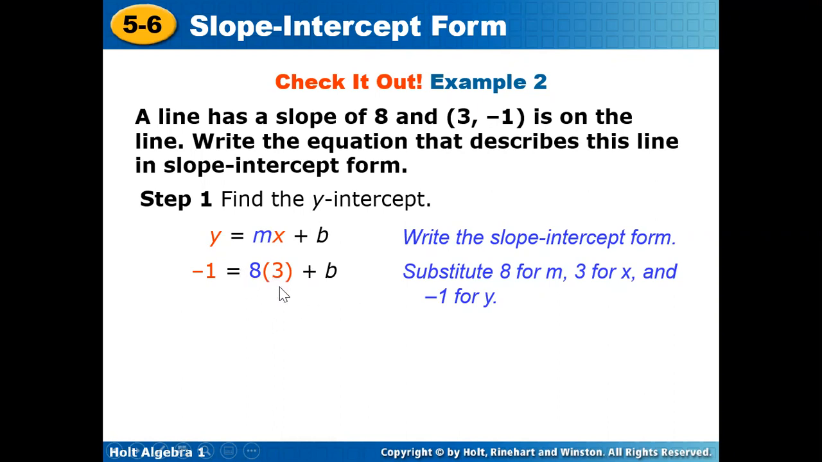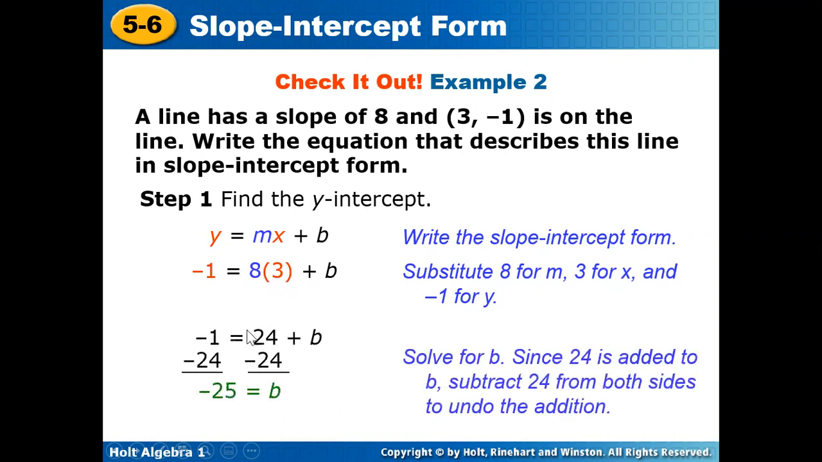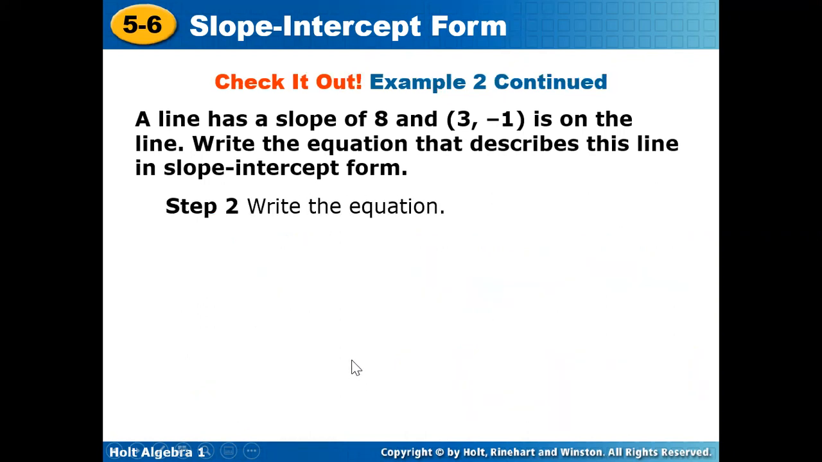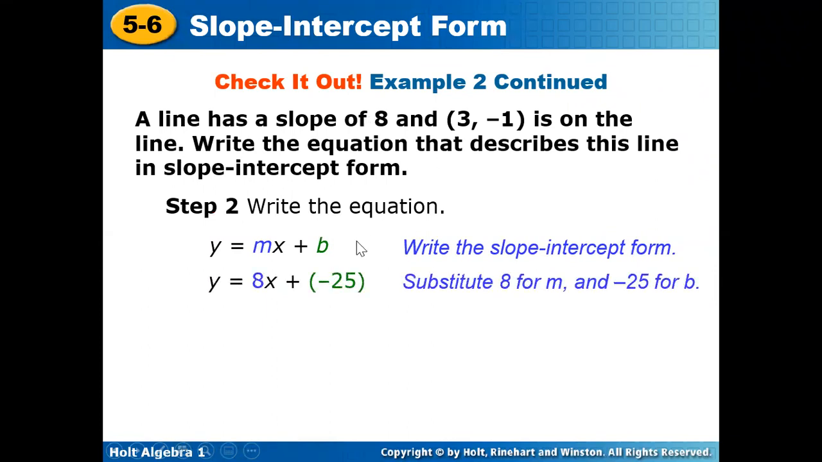8 times 3 is 24, right? So you get -1 is equal to 24 plus b. Subtract your 24 from both sides, and you get -25 is b. Now you're going to write the equation because you know all the things that go in the equation now. Y equals mx plus b. The m is your slope of 8, and then we solved and found b.